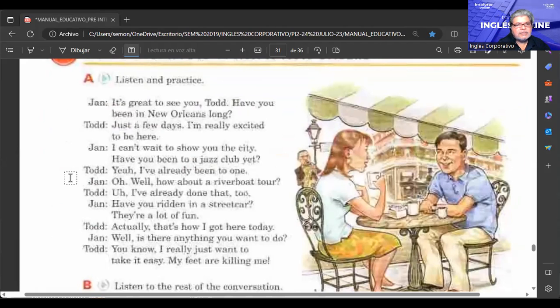Conversation. It's great to see you, Todd. Have you been in New Orleans long? Just a few days. I'm really excited to be here. I can't wait to show you the city. Have you been to a jazz club yet? Yeah, I've already been to one. Oh, well, how about a riverboat tour? Oh, I've already done that too. Have you ridden in a streetcar? They are a lot of fun. Actually, that's how I got here today. Well, is there anything you want to do? You know, I really just want to take it easy. My feet are killing me.